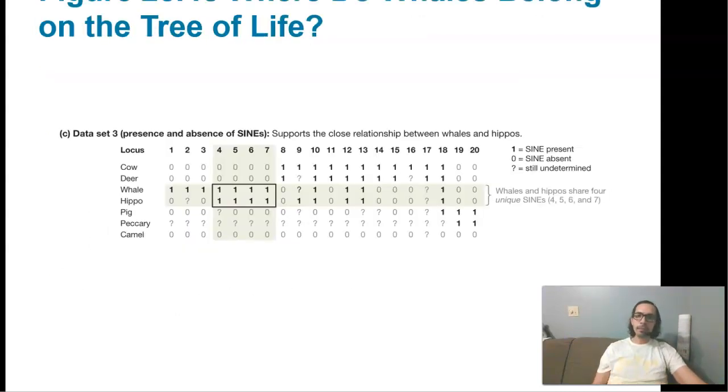So here you're looking at a data matrix, and remember when you see a 1, that means that the character is present. If you see the 0, that means that it's absent. So if you look at whales and hippos, they have very similar characters when you compare them to all other artiodactyls. Okay, so that's why they're placed as sister groups or sister taxa.